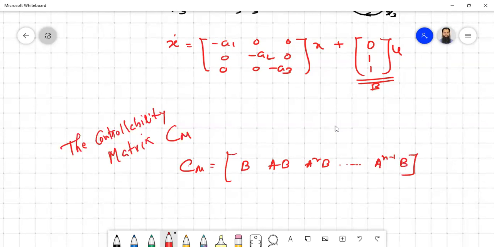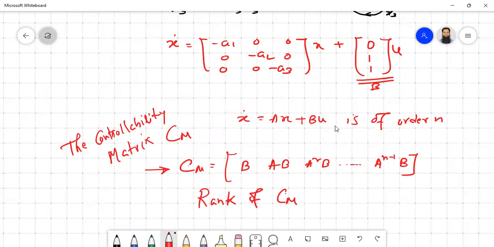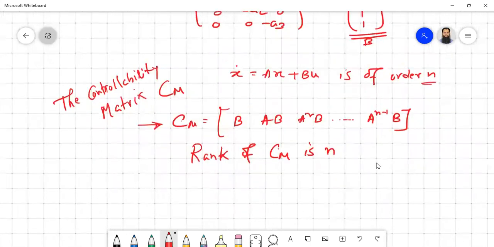If your system that is represented as x dot equals Ax plus Bu is of order n, so an nth order system, then from that you find your controllability matrix CM, and the rank of CM must be the same as the order, that is n as well. Only then can we say that our system is controllable.